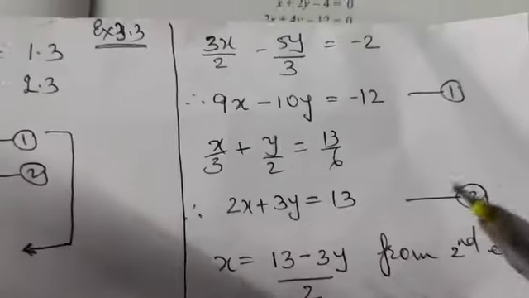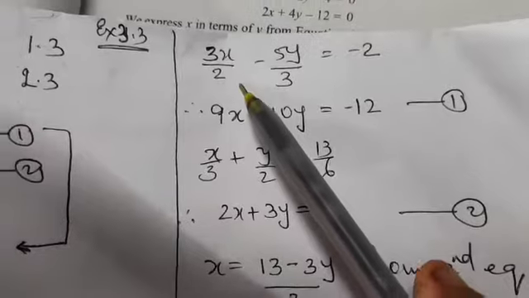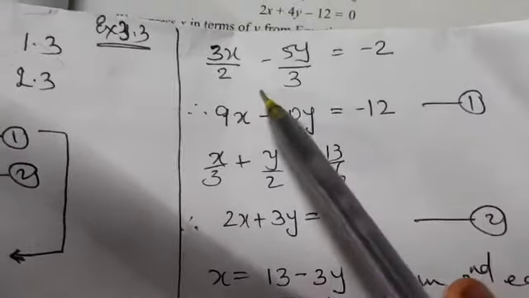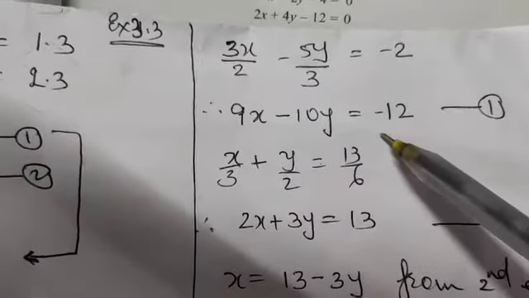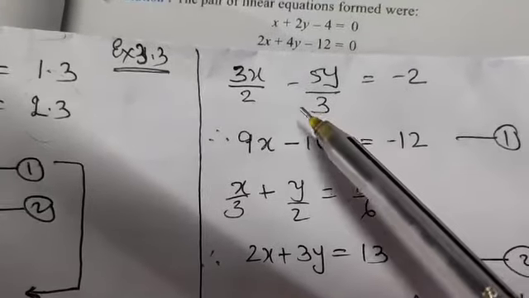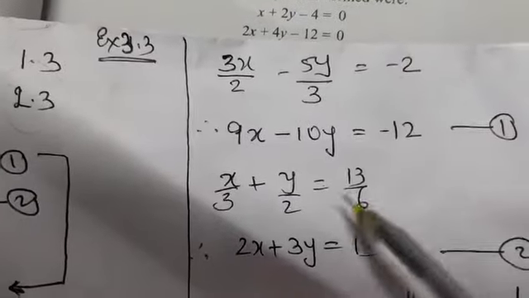Another sum which I have taken up is on fraction. That is the next question in the exercise. 3x upon 2 minus 5y upon 3 is minus 2. So if you take LCM, 6 is the LCM, am I right? So 9x minus 10y is minus 12. I hope you know how to take LCM. Correct, children? 3 3s are 9, 2 5s are 10 and 6 2s are 12.